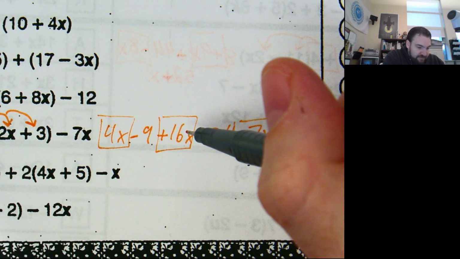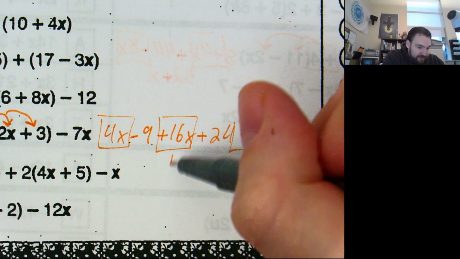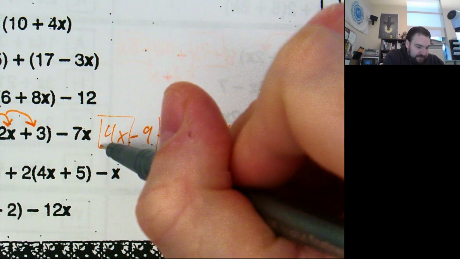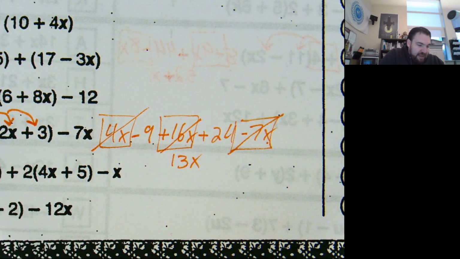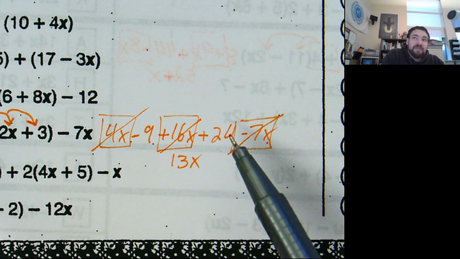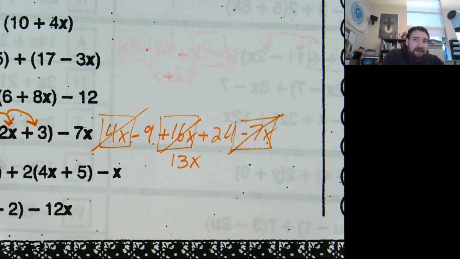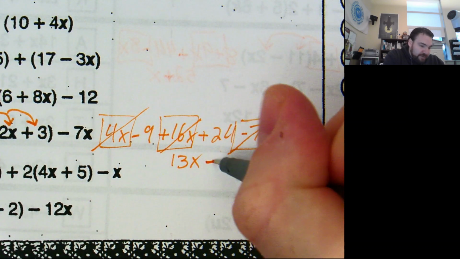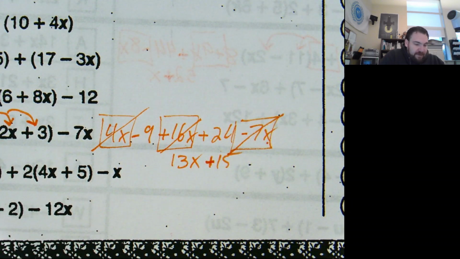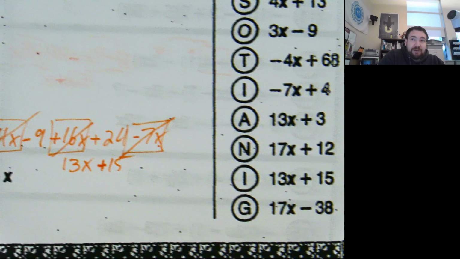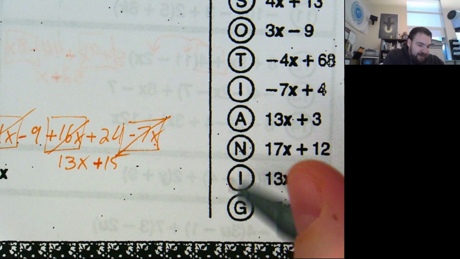Did I do that right? I think I did. 13x. Done, done, done. And I've got a negative 9 plus 24. Negative 9 plus 24 is going to be plus 15. So this one happens to be almost right beside it. There it is, letter I.